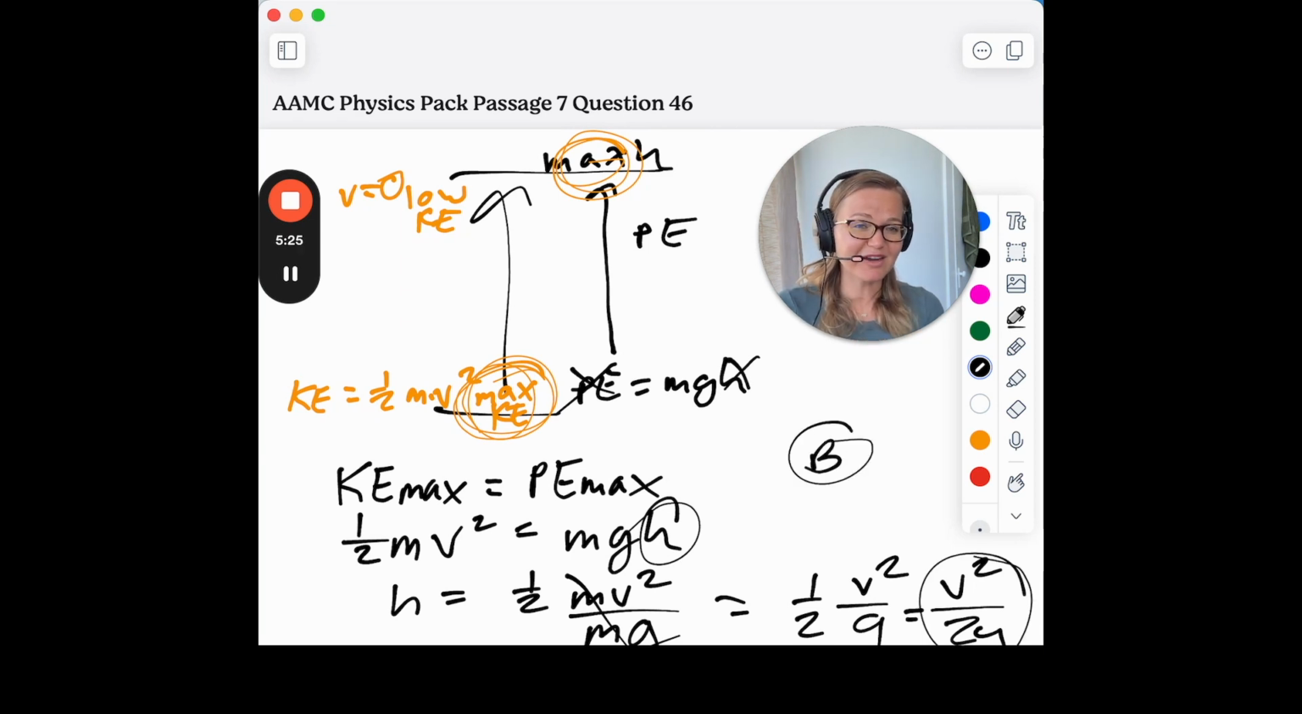So the correct answer is going to be that our height is equal to v squared, our velocity squared, divided by 2 times our gravitational force. So again, this principle of conservation of energy, you're going to have to use flexibly in many different forms in the MCAT. So make sure you're comfortable with this question.